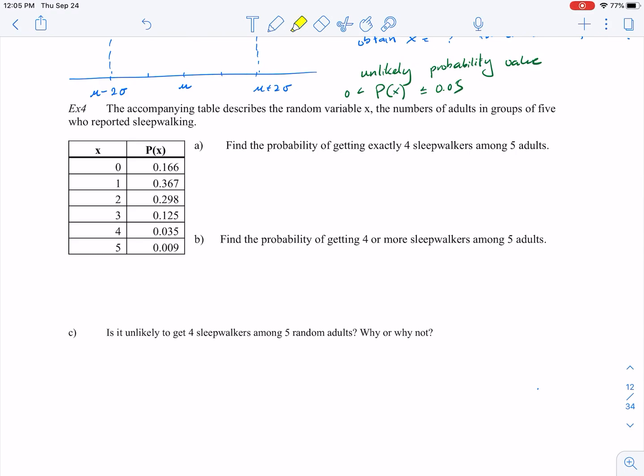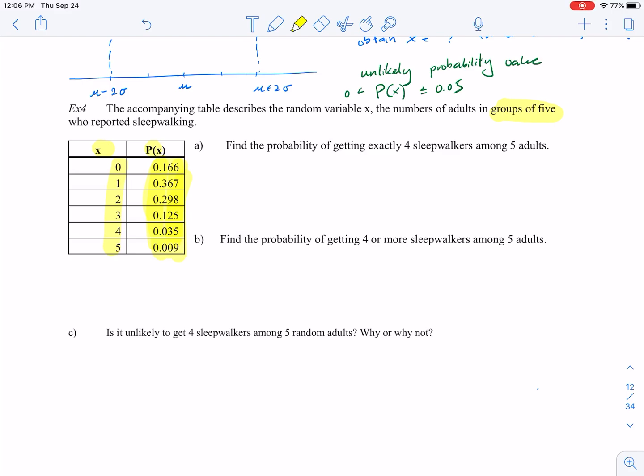We're given a table, right? We're given x and p of x. This is a probability distribution describing the number of adults that are sleepwalkers among any groups of 5. The study has already been done, and we already have the probabilities given to us. We just have to use the table to answer the question.